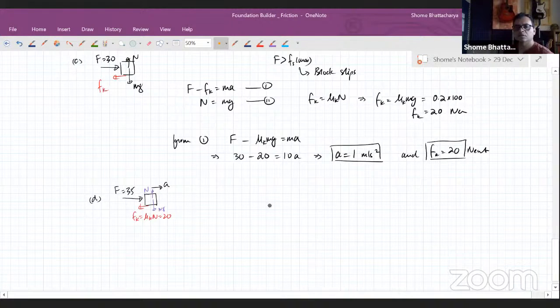So in this part, again, F is greater than maximum friction. So the block slips. Okay. So F minus kinetic friction is again equal to ma, but this time F is 35 newtons and this is going to remain 20 newtons. So the acceleration would have increased to 1.5 meters per second square now.